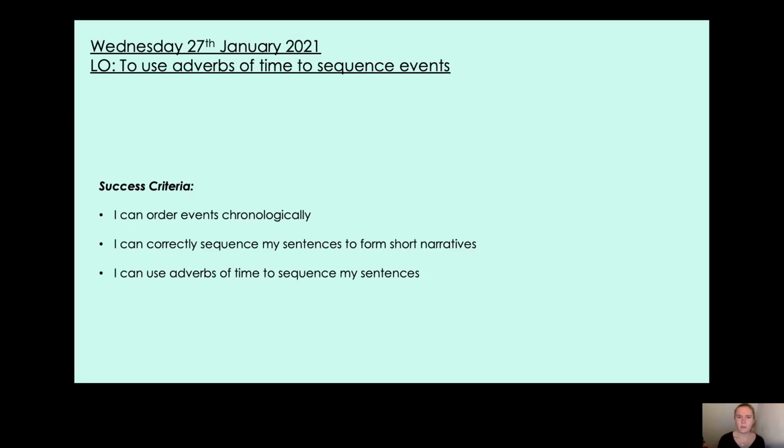But can you remember what an adverb of time is from when we wrote our diary entries for the Great Fire of London? Fantastic if you do. That will really help you in today's lesson. And we're going to be using adverbs of time to help sequence events.